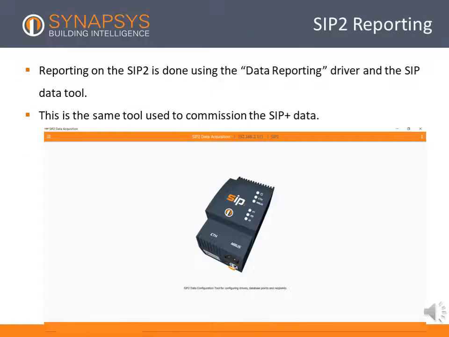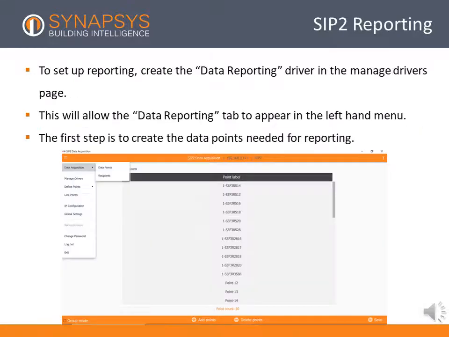As well as interfacing between protocols, the SIP2 can send reports as CSV formatted files via email, FTP or FTPS. This is configured in the SIP data tool, which can be acquired from SIP Integrator or Synapsys Solutions. Use the tool to log into the SIP2 and create a data reporting driver. This will enable access to the data reporting tab in the menu.